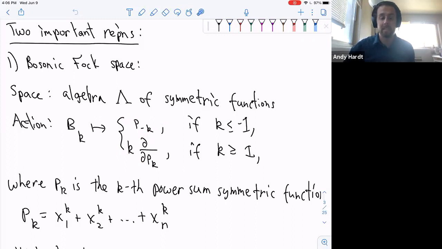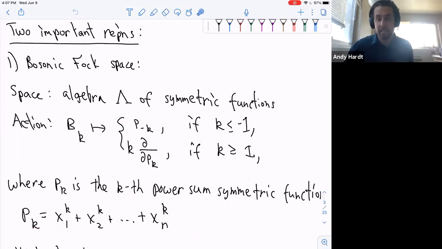So based on applying different B_k's, we can build up a polynomial in this bosonic Fock space. And if we do it in an interesting way, we'll get an interesting polynomial. Again, throughout the talk, p sub k is just going to be the power sum symmetric function.